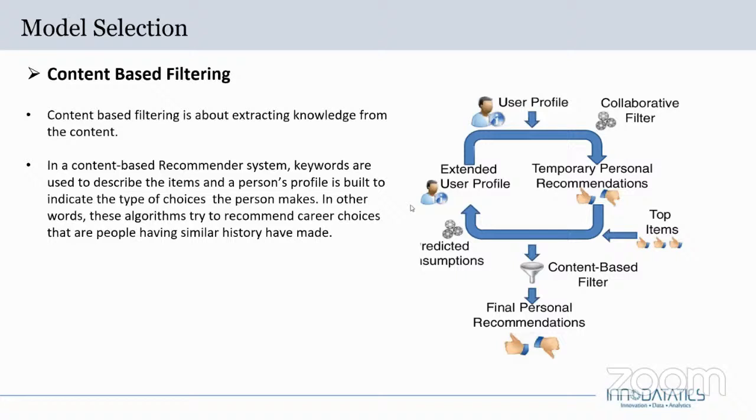Hello everyone, myself Poshalina. Now I'm going to take you through our model selection. We use content-based filtering to build our recommendation engine model. So what is content-based filtering? Content-based filtering is about extracting knowledge from the content. In a content-based recommender system, keywords are used to describe the items and a person's profile is built to indicate the type of choices the person makes. In other words, these algorithms try to recommend career choices that people having similar history have made.